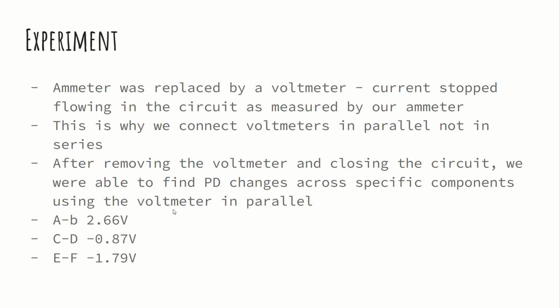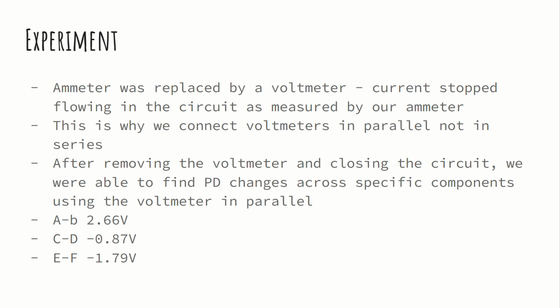Continuing our experiment, we replaced the ammeter with a voltmeter, and as expected, because we connected it in series, which is what we were told to do, the current stopped flowing in the circuit. This is probably because the resistance of the voltmeter is just too much. It just stops the circuit, right? This is why we generally connect voltmeters in parallel, not in series.